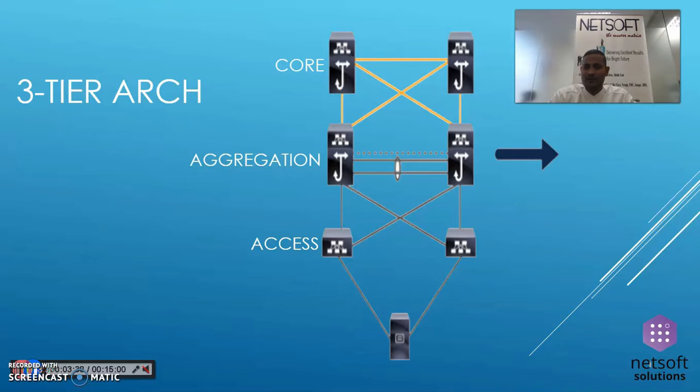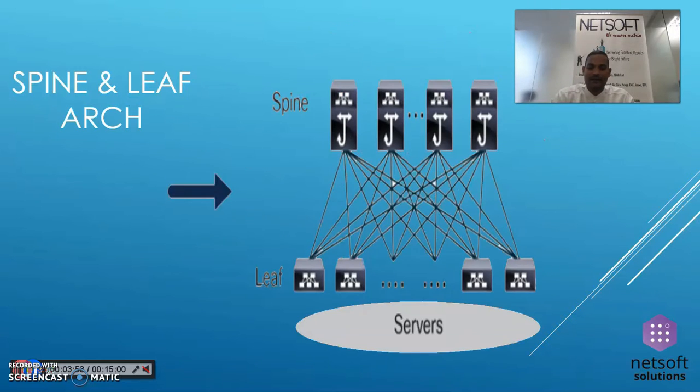Spine and leaf is also called Clos architecture. Clos is not an acronym; Charles Clos discovered this technology, which is why it is called Clos architecture.